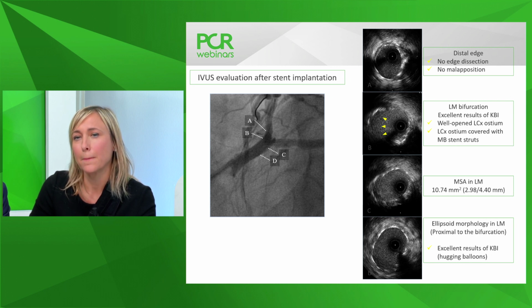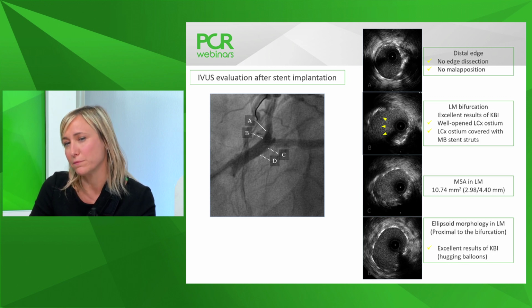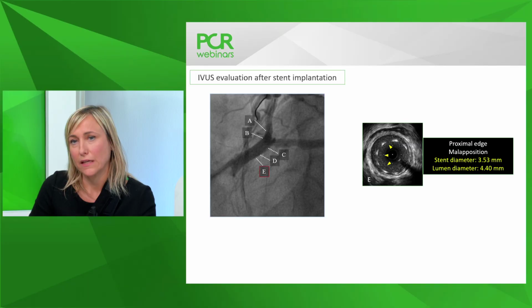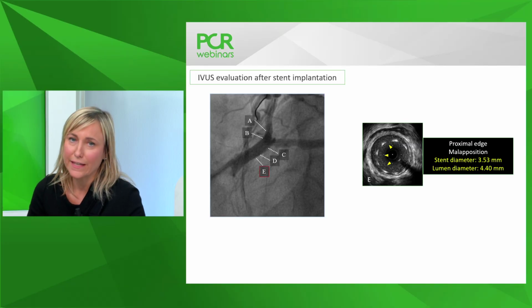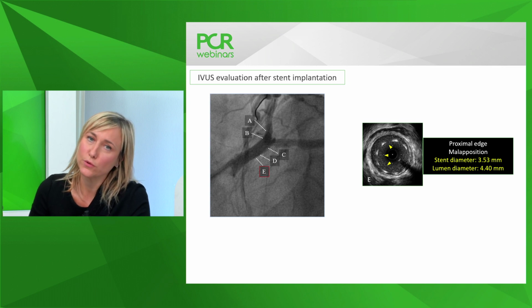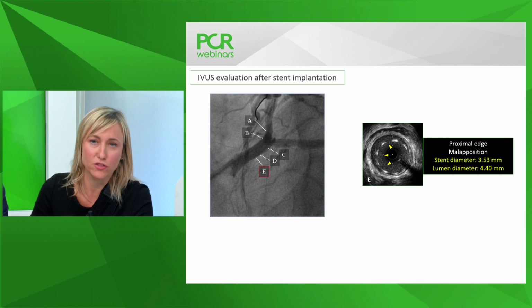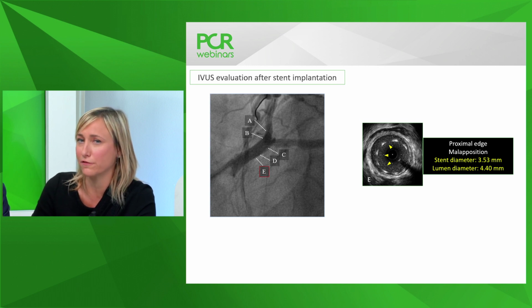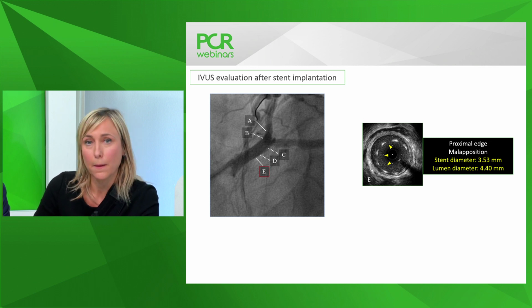But then there was this ellipsoid morphology in the left main, from the lower panel. And that's the important point that you could not see at all by the angio, because there was this proximal edge malapposition. Stent diameter 3.53, lumen diameter 4.40. Perhaps it would be interesting to hear Giulio at this point. Can you make a comment?